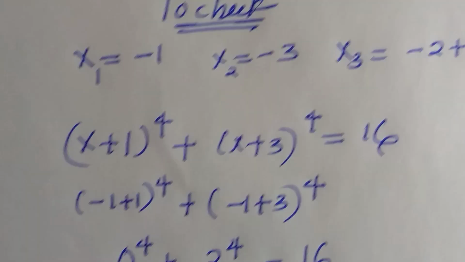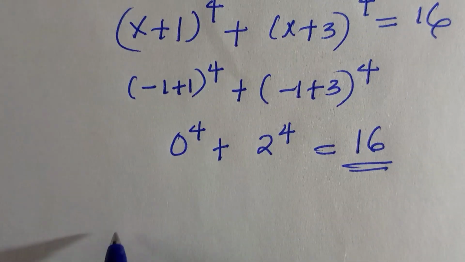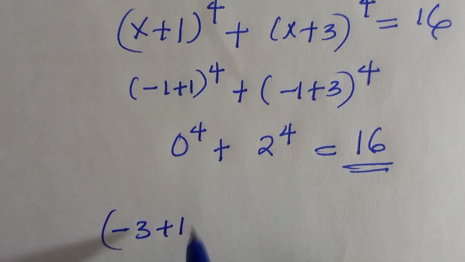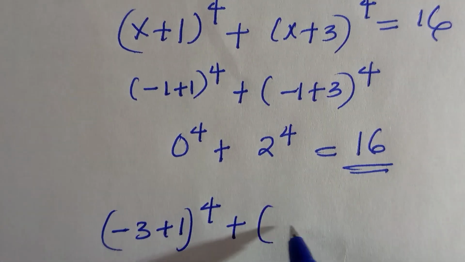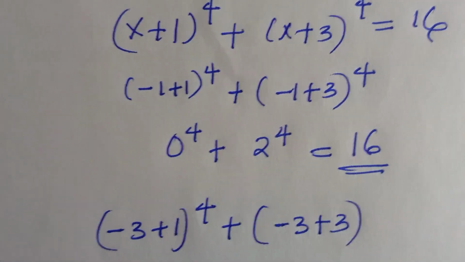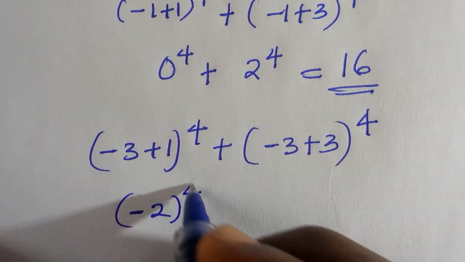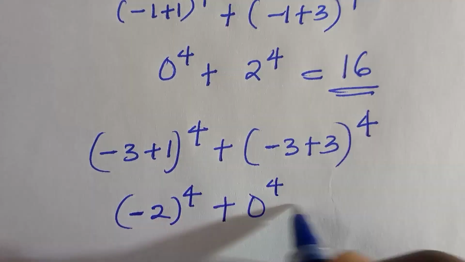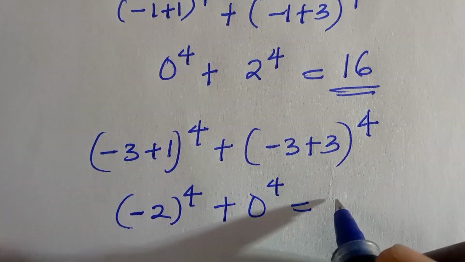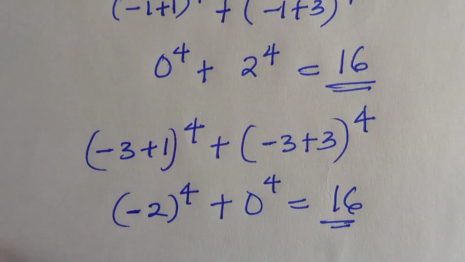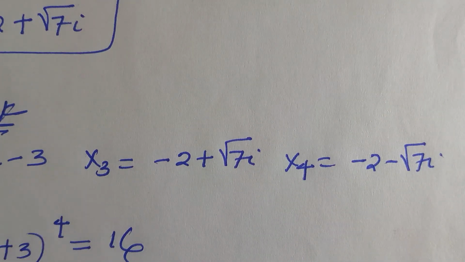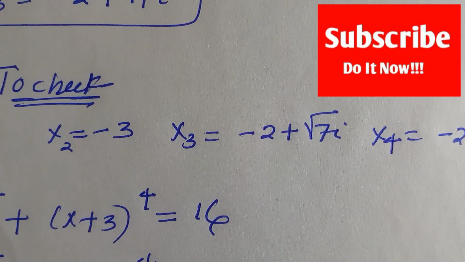And let's see if x equals minus 3 is also satisfied. We have minus 3 plus 1 raised to power 4, plus here is minus 3 plus 3 raised to power of 4. Minus 3 plus 1, that is minus 2 raised to power 4, and minus 3 plus 3, that is 0 raised to power 4, and everything also equals 16. They're also true, so which means if these two satisfy, definitely the other roots will also satisfy. You can do that, and you can leave it in the comment box.